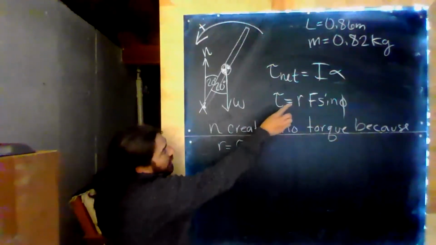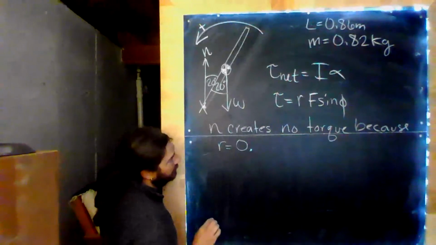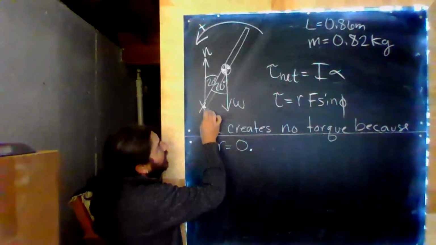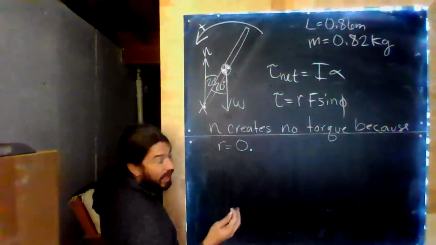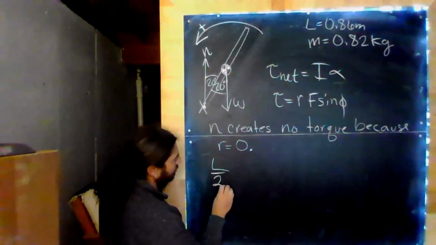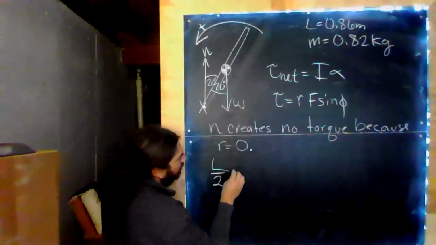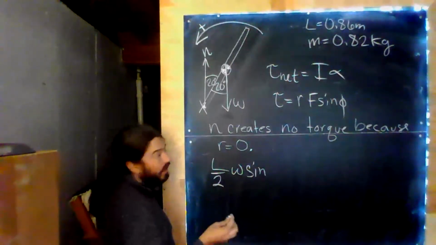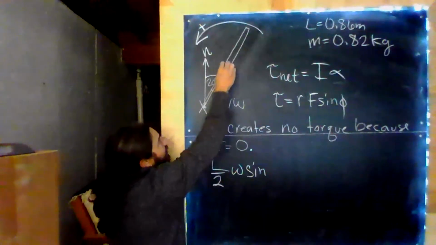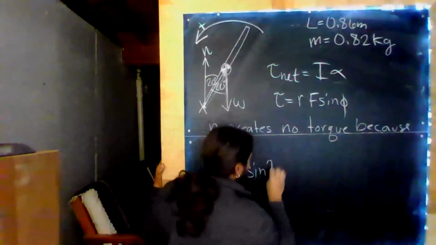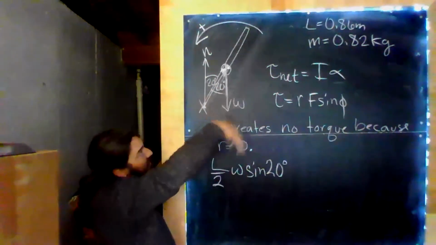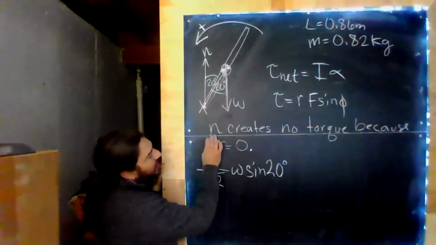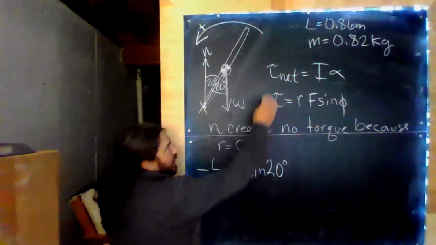Torque net then, we're going to plug in our definition of torque applied to the W here. So what is our R? Well, for the weight force, R is L over 2 because the weight is applied at the center of gravity. Force, that's our W. Sine of phi. Phi is the angle between R and F. Here's R, here's F. That angle is 20 degrees. Is it positive or negative? It is negative in my coordinate system. Since N creates no torque, this is the net torque. I am done with that.